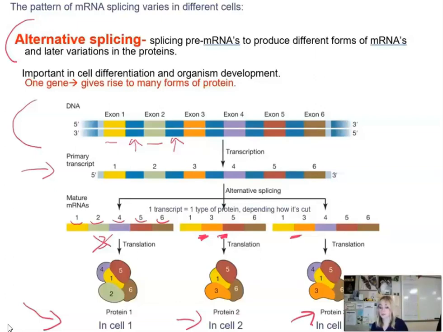So the point of this is that you have one gene that acts like a blueprint and then produces a primary transcript, and different cells are going to cut that primary transcript in different ways. And therefore, the end result is going to be different proteins. So what this means is you do not have to have a 1-to-1 ratio, where you say you have one gene and that one gene can only produce one protein. No. This means one gene can actually give rise to many different proteins.